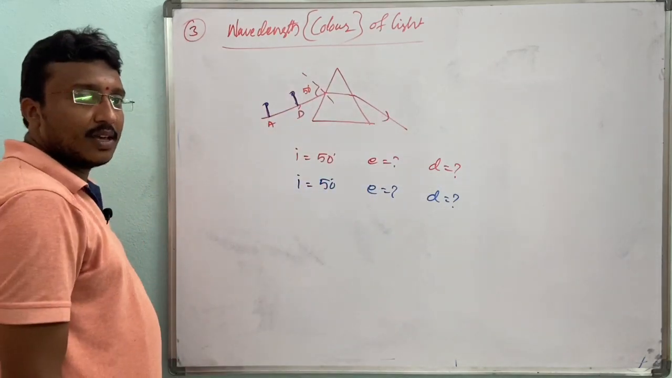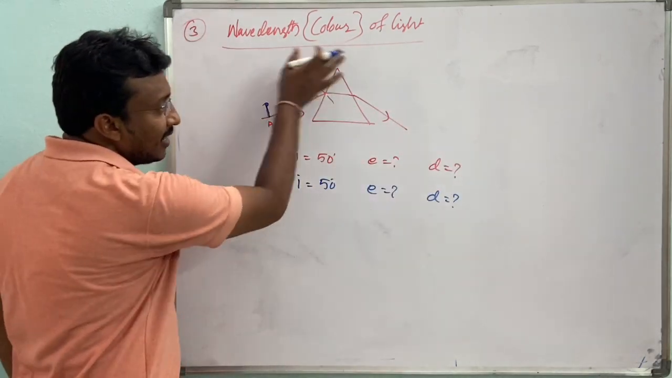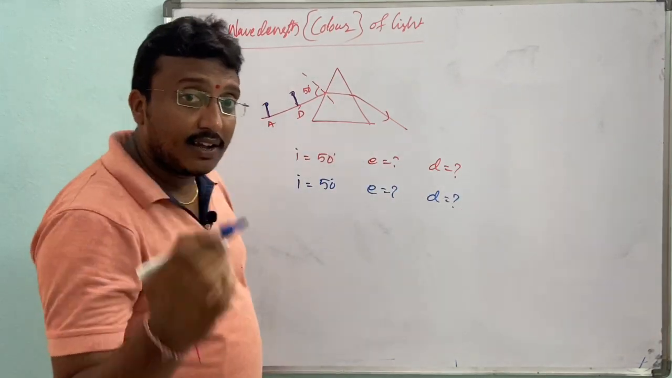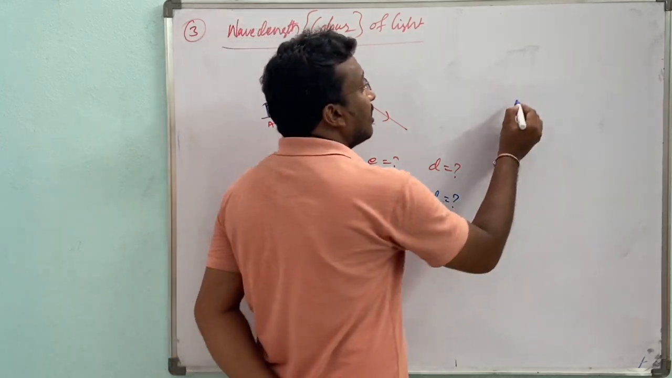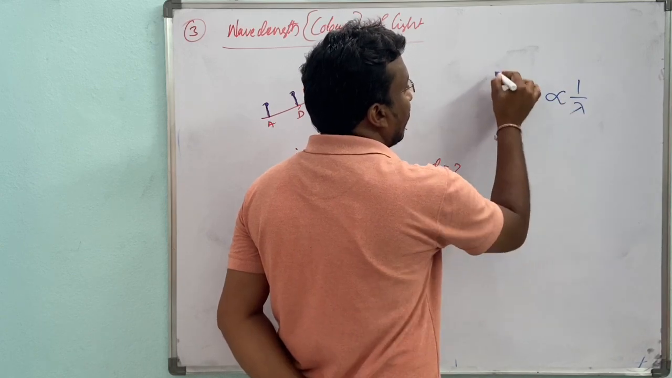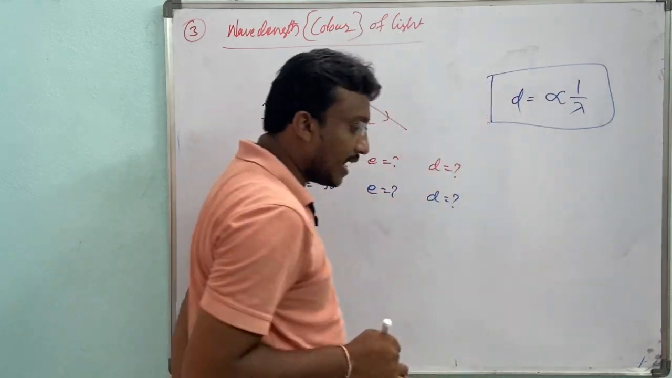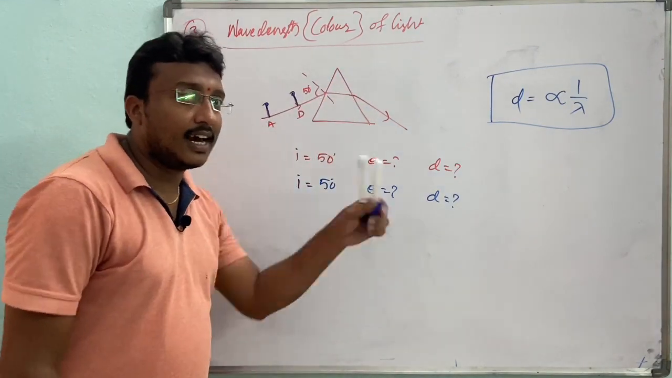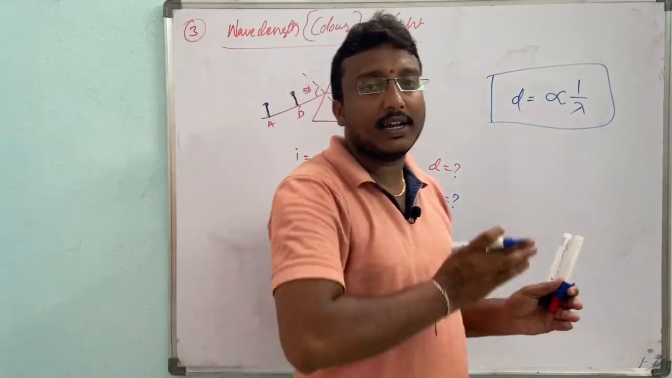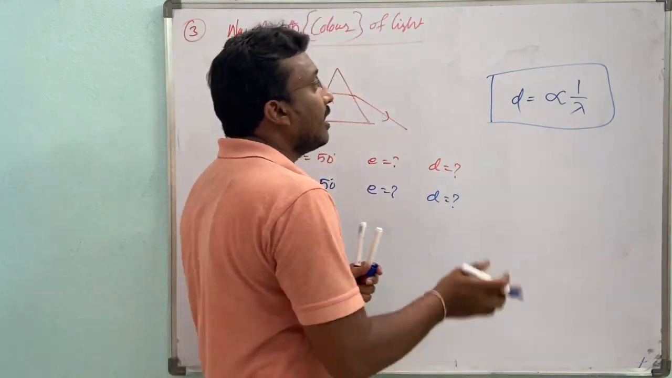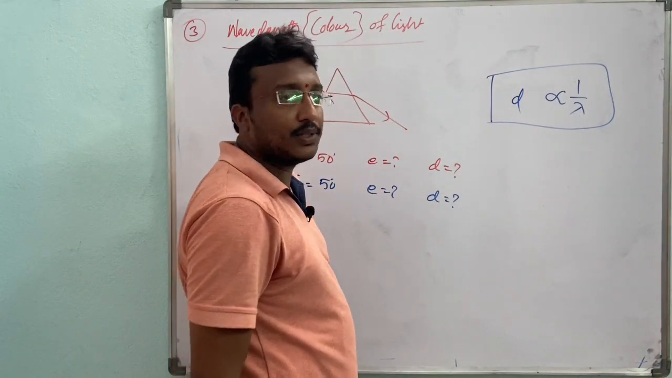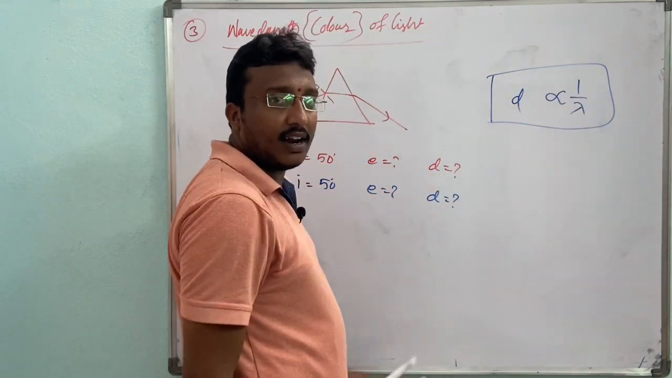Measure it. From this observation, after completing this activity, you will get the values. From this observation, you will get the conclusion: angle of deviation is inversely proportional to the wavelength of light used. Here we know that different colors have different wavelengths. We will discuss that in our next class. Then, D is inversely proportional to the wavelength of light used.